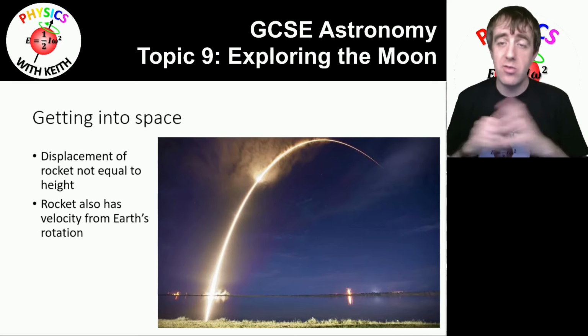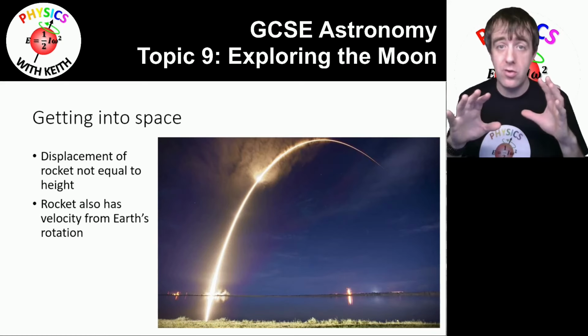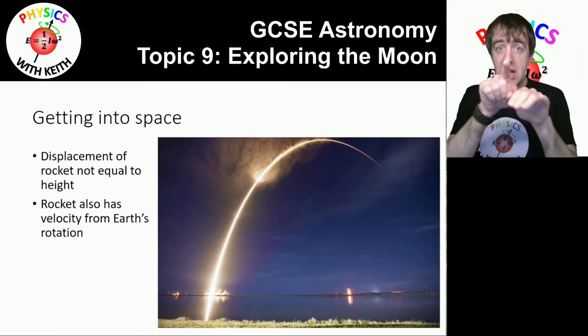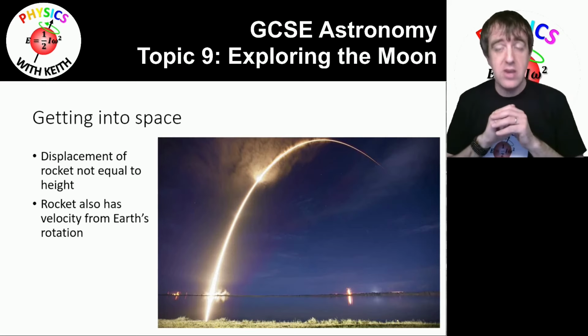One of the reasons those assumptions aren't quite correct is because we don't launch a rocket directly up. We launch rockets so that they gain some velocity from the Earth's rotation.